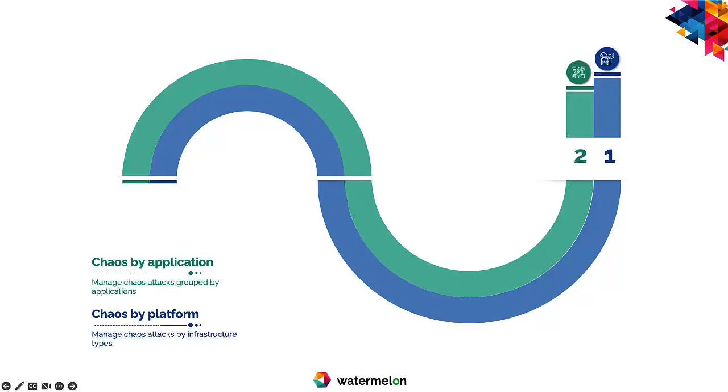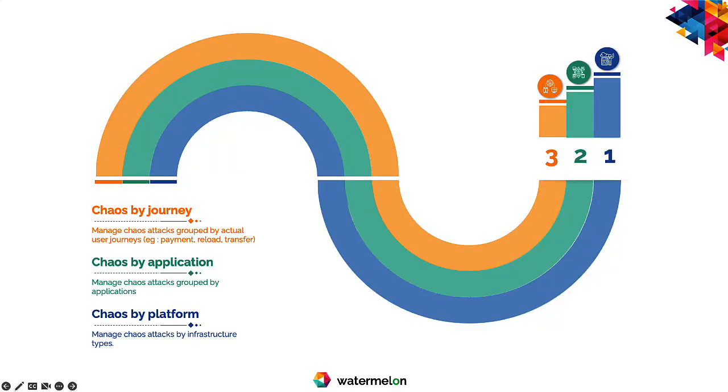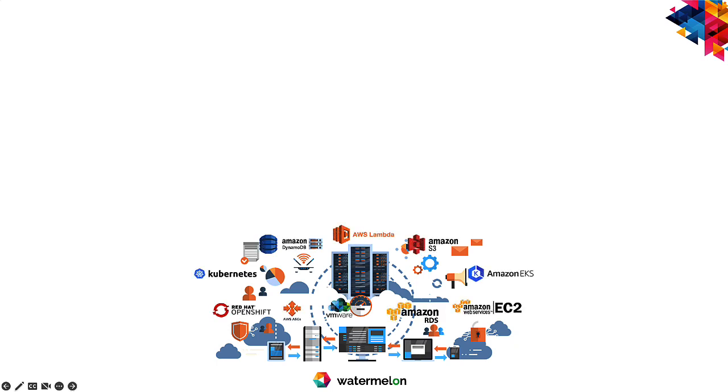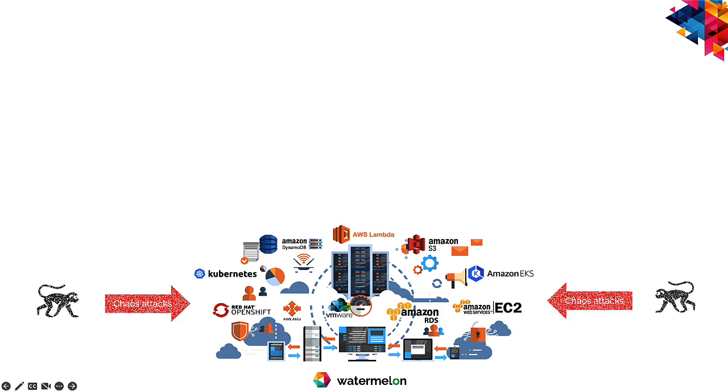This gives pre-production an invaluable way to test production-like failures before actually releasing software to a situation where customers would experience it. Watermelon gives you the ability to either introduce chaos by journeys or chaos by a part of the journey, which is an application, or simply introduce chaos attacks by platforms.